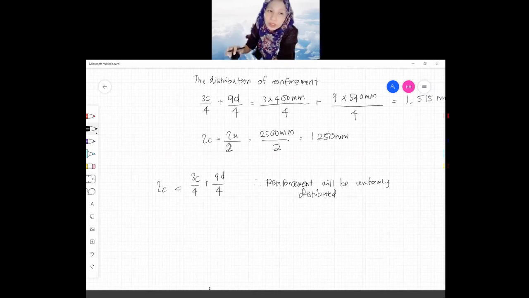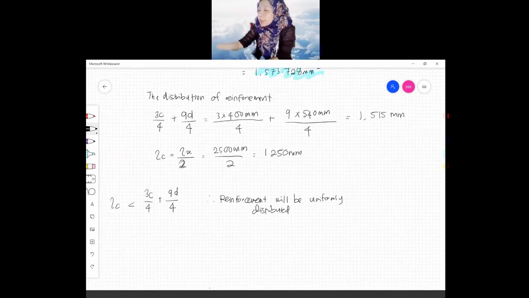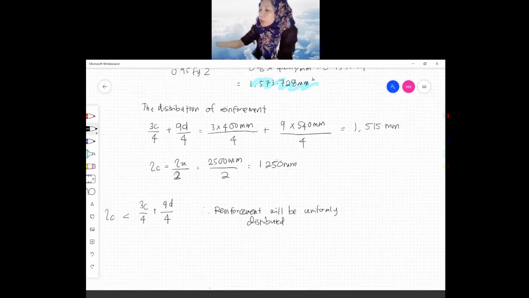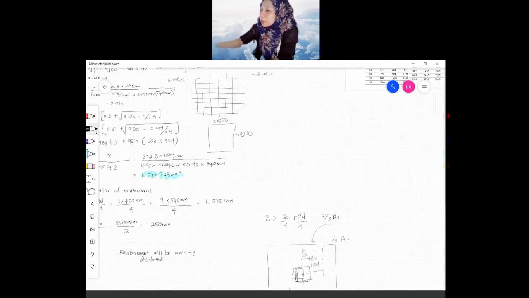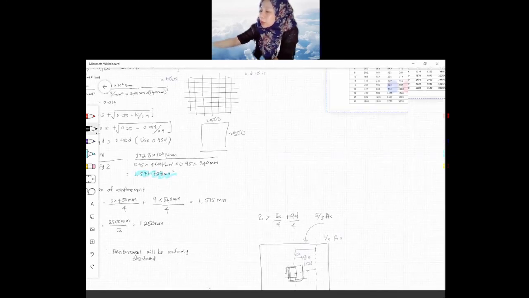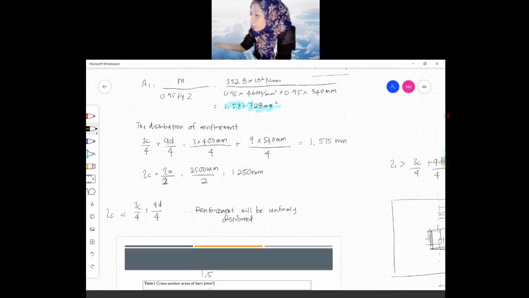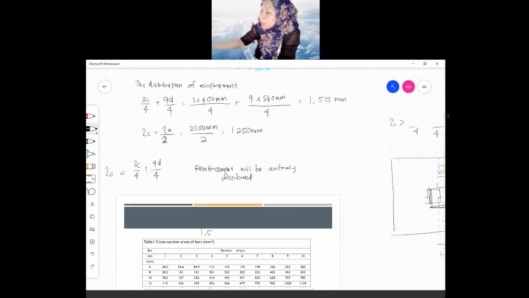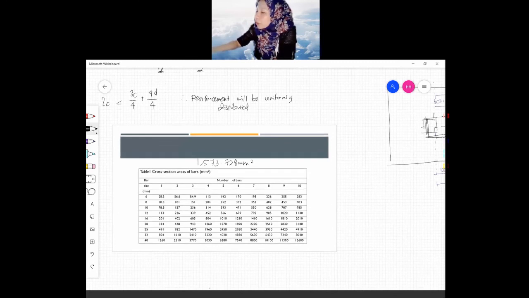Okay. Kita punya reinforcement. Bila dia dah uniformly distributed, kita bolehlah tengok 1573.728 ni size, berapa numbers of bar that we need to use. Berapa tadi? 1573.728 mm square. Okay. So from this value, kita pun cari lah.